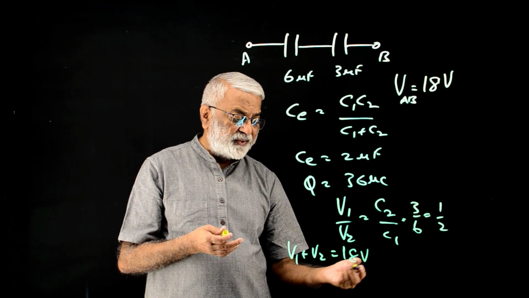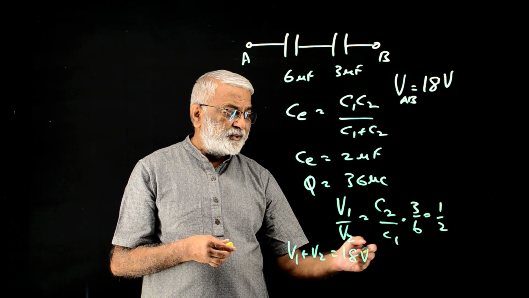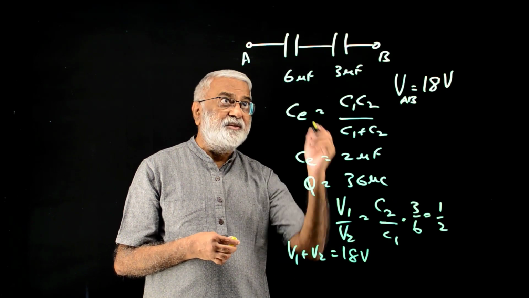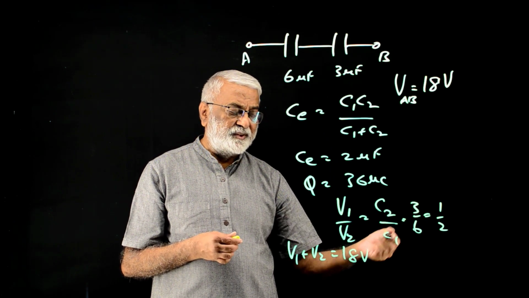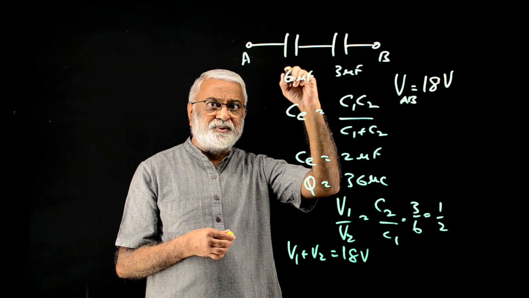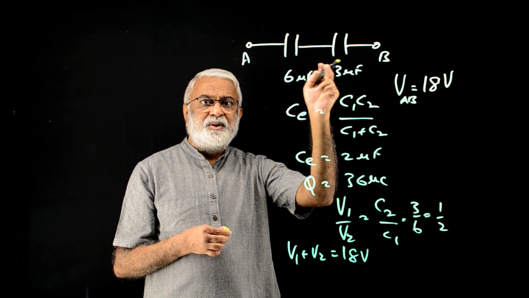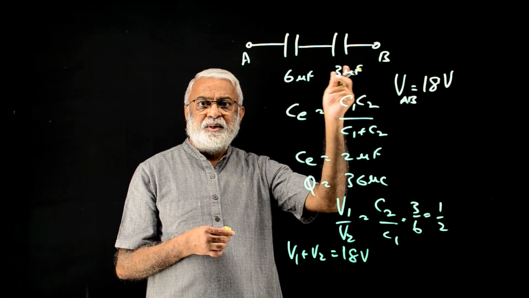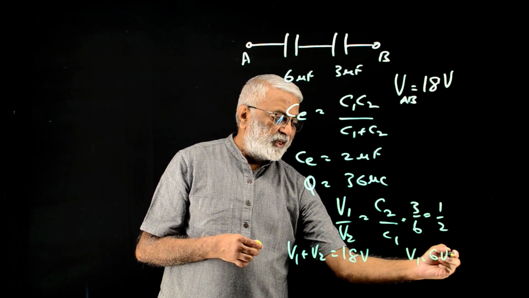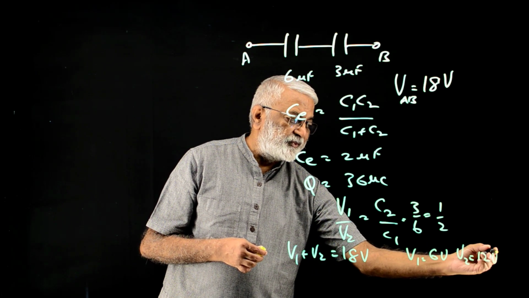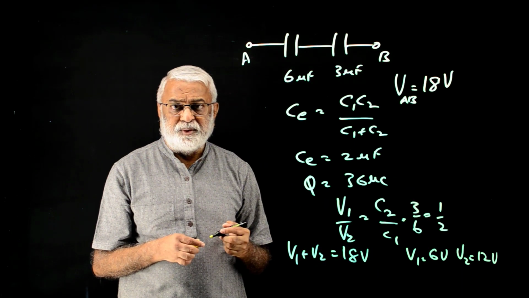So we have to divide this 18 in the ratio 1:2, so 18 into 1 by 3 across first capacitor, that is 6 volt, and 18 into 2 by 3, that's across this. It is 1:2 ratio, right? Inverse ratio of this capacitance will be 3:6, 1:2. So divide 18 in the ratio 1:2, that is 6 and 12. So V1 is 6 volt and V2 is 12 volt. So we haven't calculated the charge here. This is one way of doing the calculation.